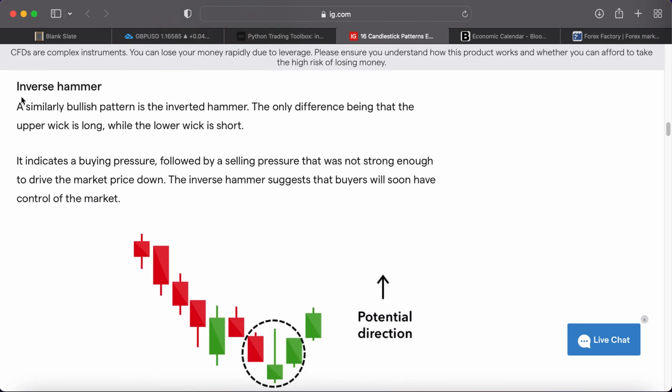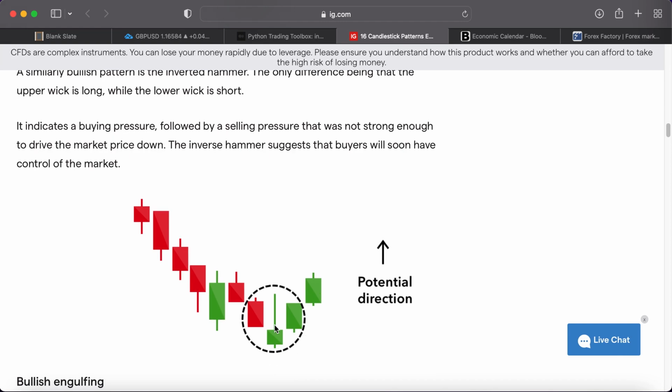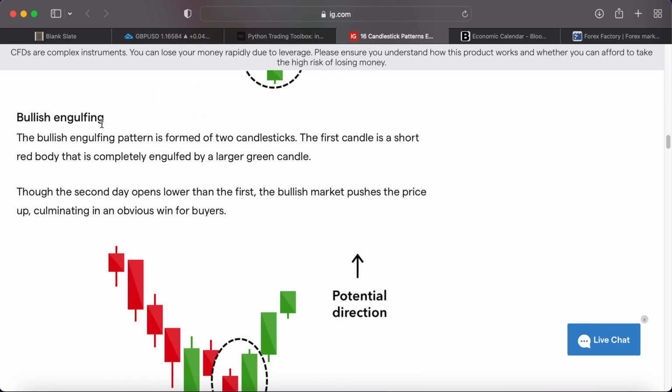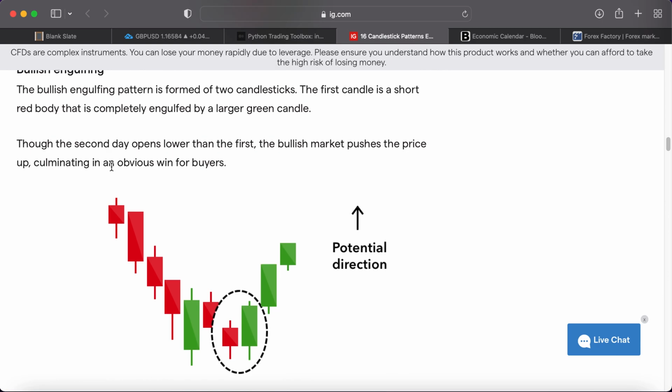Here is an inverse hammer, right, where the buying pressure moved all the way up, but the selling pressure came a little bit back down. It's a potential signal that the buyers are ready to step in. There's a bullish engulfing. This is my favorite. Potential direction. You'll come to see in time why this is everybody's favorite pattern.